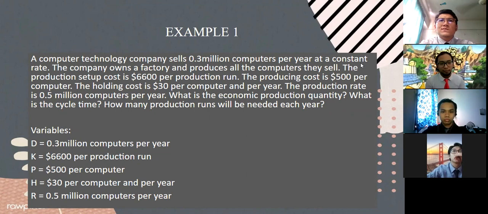The variables that have been listed are: D is 0.3 million computers per year. K is 6,600 per production run. P is 500 per computer. The holding cost is 30 and the production rate is 0.5 million. Next slide.